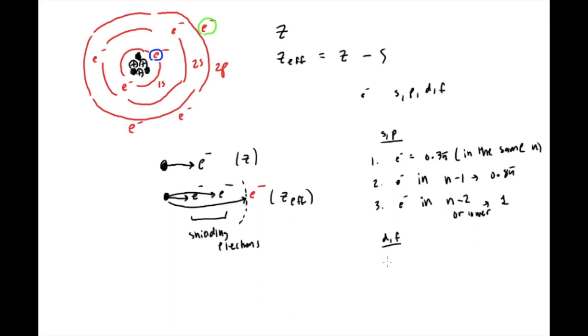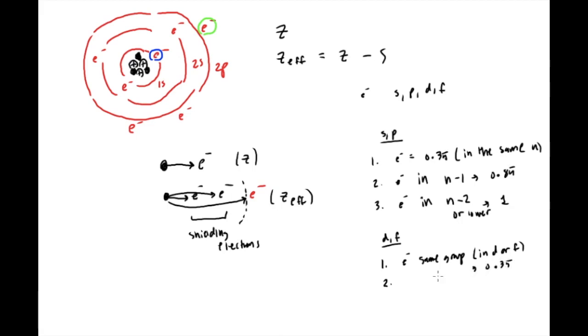Now, for D and F, these rules are a bit more simple. If your electron is in the same group, so I wanted to mention that this is different from the first case because in this case we have the same energy level, but we're only talking about electrons in the actual d orbital or in F, these contribute 0.35.